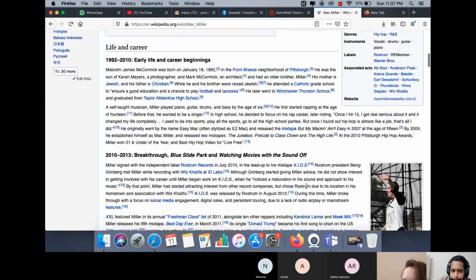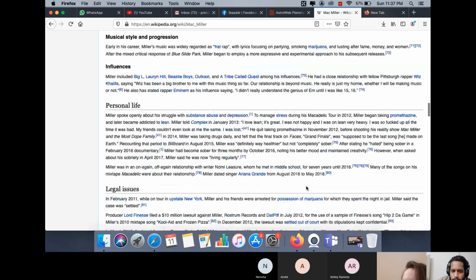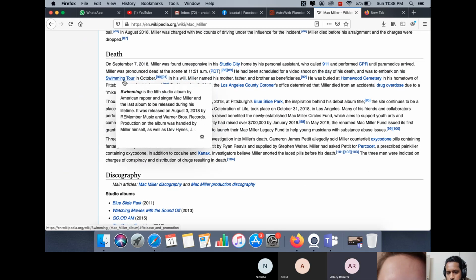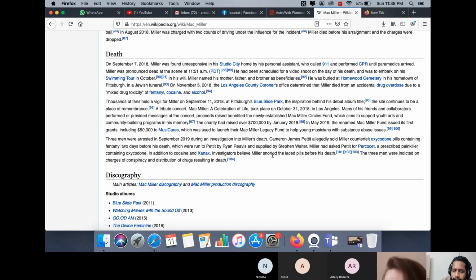And let's see about this death, no? Death. Found unresponsive in Studio City by his person. He had been scheduled for a video shoot on the day of his death and was embarking on his tour. So he was preparing for the tour, and 9th house, Sagittarius.